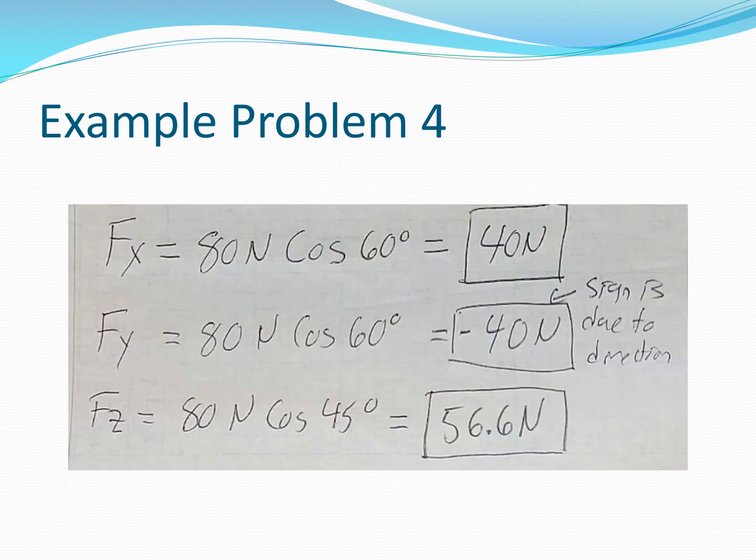We can simply plug those in, multiplying the 80 newtons times the cosine of those three angles. Interestingly enough, two of those have the same angle. However, I have a negative answer because if you look at the original problem, which I can't go backwards to when I do this video, you'll find that the direction happens to be in the negative y direction. The x component is positive, the z component is positive, but the y component is negative. So the negative sign in this case denotes direction.